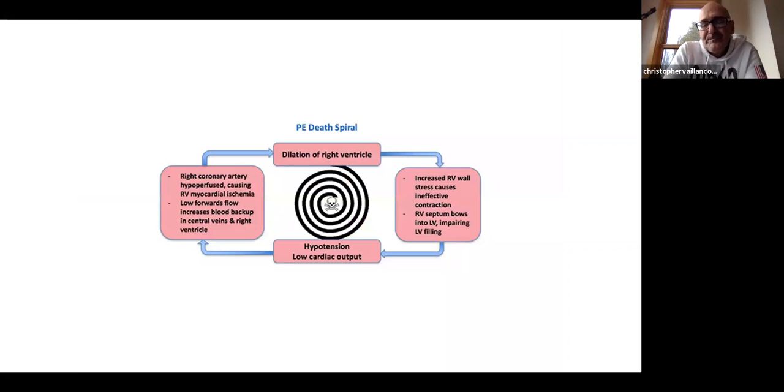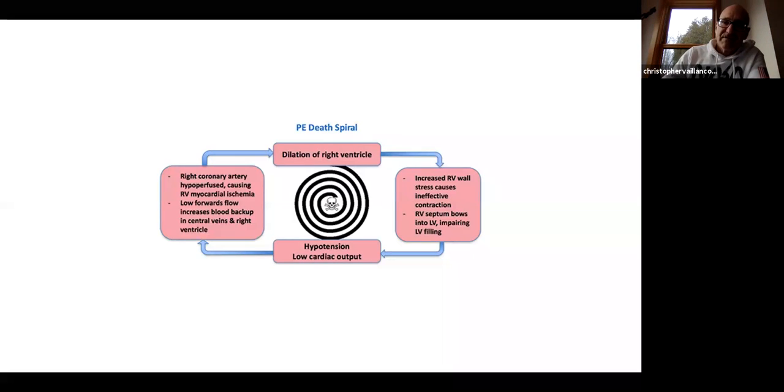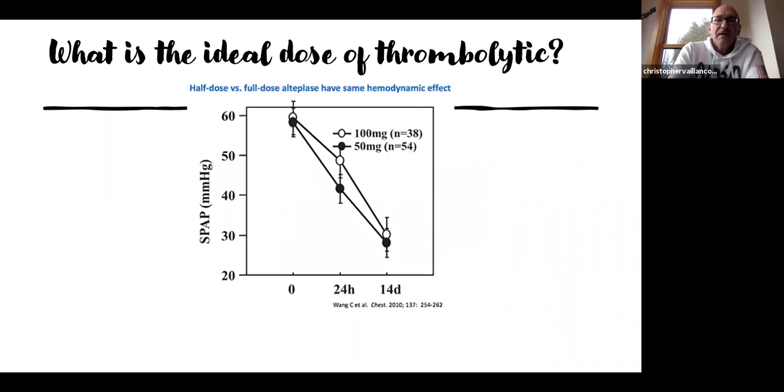This is just a nice little diagram of what's called the pulmonary embolus death spiral. Again, it all comes down to this: you're not going to die from a respiratory arrest from PE. You're going to die from a heart arrest, primarily related to your RV dysfunction initially impeding your LV function.